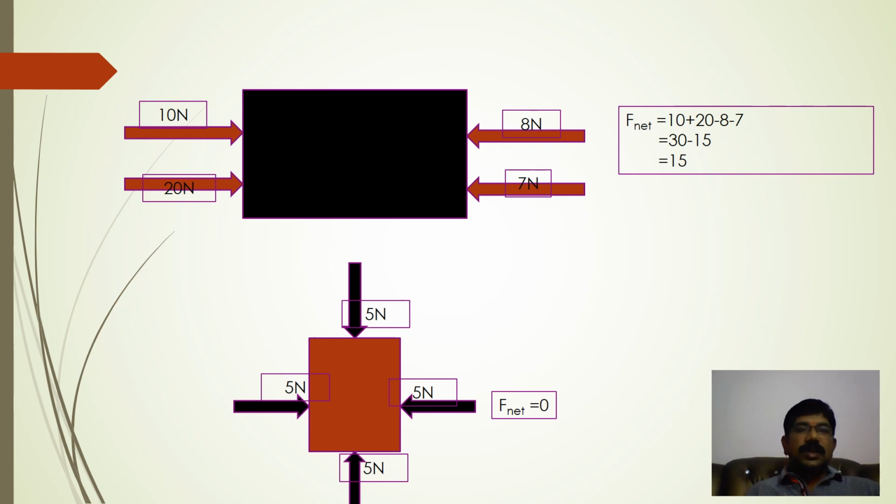Now come to the second example. See this is a body or a wooden box or anything else. You can take anything else. So four equal forces are acting here, 5 newtons, 5 newtons, 5 newtons, 5 newtons in all the four directions. Are you clear about that one? So what is the net force? The net force is 0.